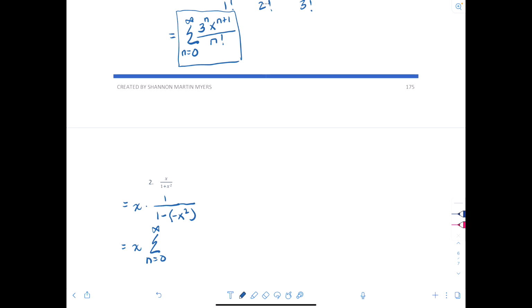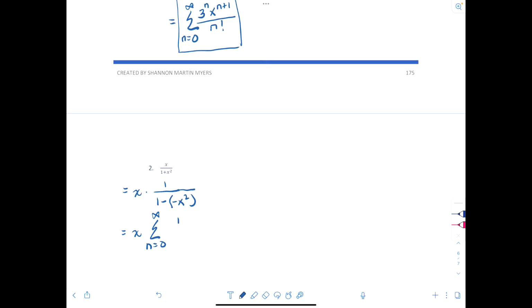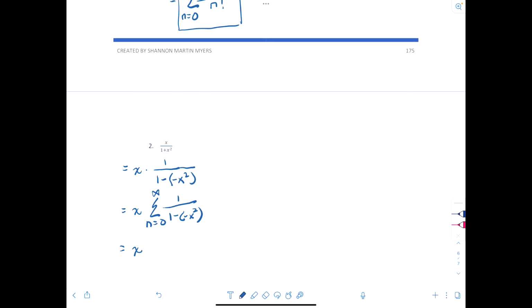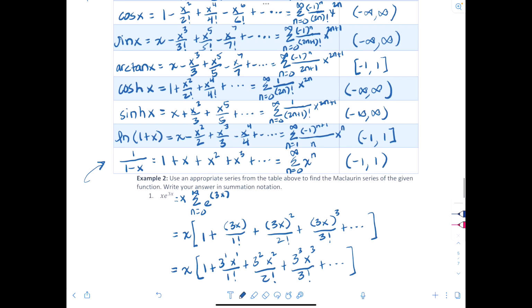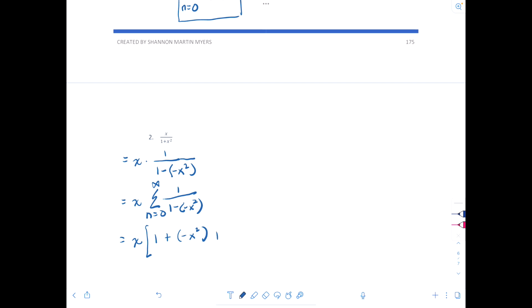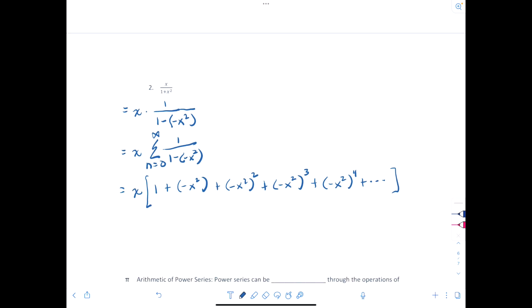So now we're looking at this one. I'll write this in the summation form, 1 over 1 minus negative x squared, which will be x times, well, we had 1 plus negative x squared, and the first x was to the 1 power, and then plus negative x squared, that quantity will now be squared, plus negative x squared cubed, plus negative x squared to the 4th, plus dot dot dot. Good so far? So that negative is going to make it alternate, right?